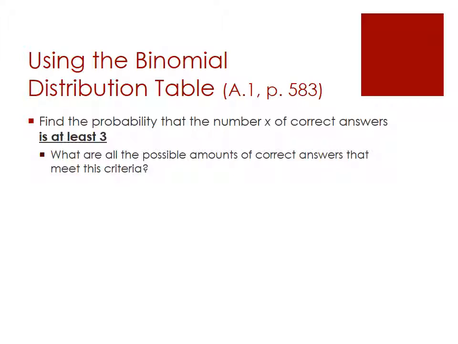Now, we've looked at the probability for exactly 3. Now we want to look at the probability that the number of correct answers is at least 3. If we're solving for at least 3, what are all the possible numbers of correct answers that meet this criteria? Pause the video here for a moment and write this out, and then turn the video back on and we'll check it together. All right, at least 3 means the number of correct answers could be 3, 4, or 5. Remember, if I've got 5 correct, that means I also got 3.